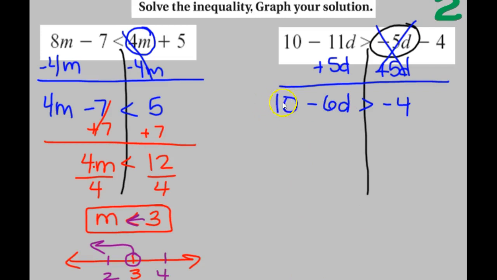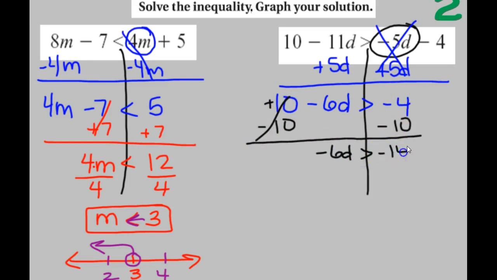Now be careful, we need to move this 10. It's not negative, the negative goes with the 6. This is a positive 10, so we're going to subtract 10. So we have negative 6D is greater than a negative 14.